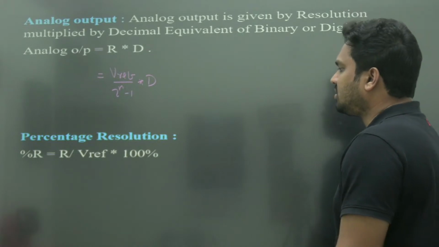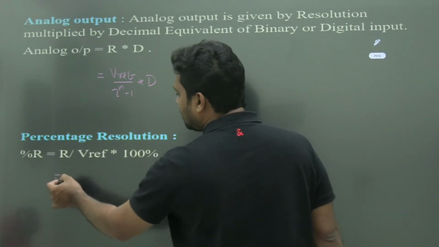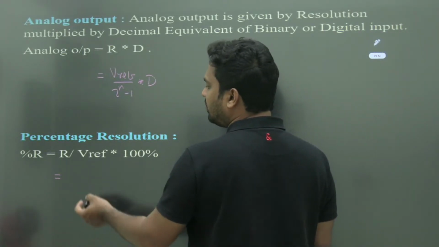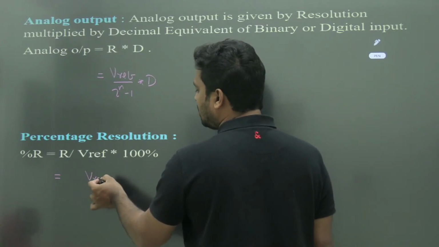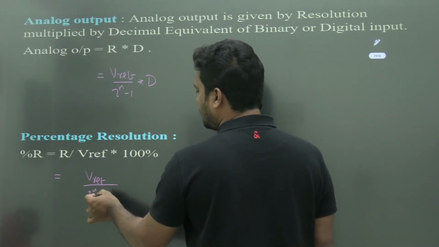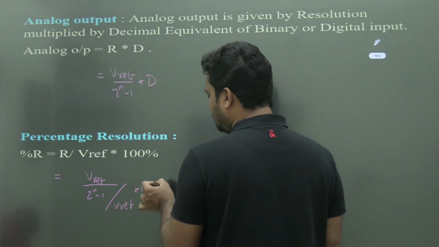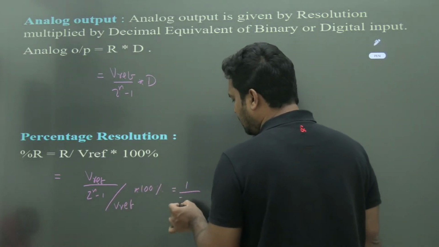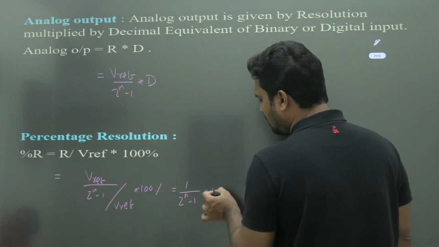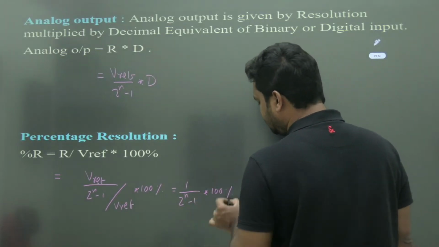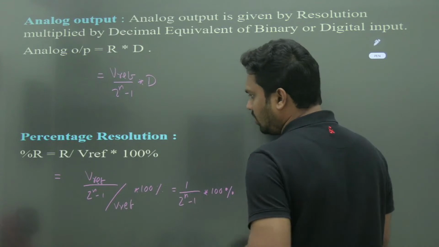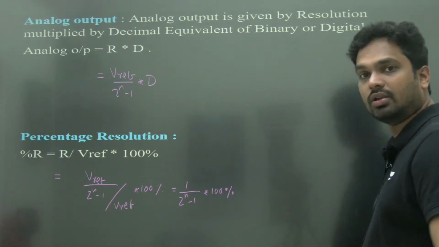So percentage resolution is given by how much percent the resolution is with respect to V reference. What is the formula for resolution? V reference by 2 power n minus 1, divided by V reference, into 100%. That is 1 by 2 power n minus 1 into 100%. Okay, that is percentage resolution.